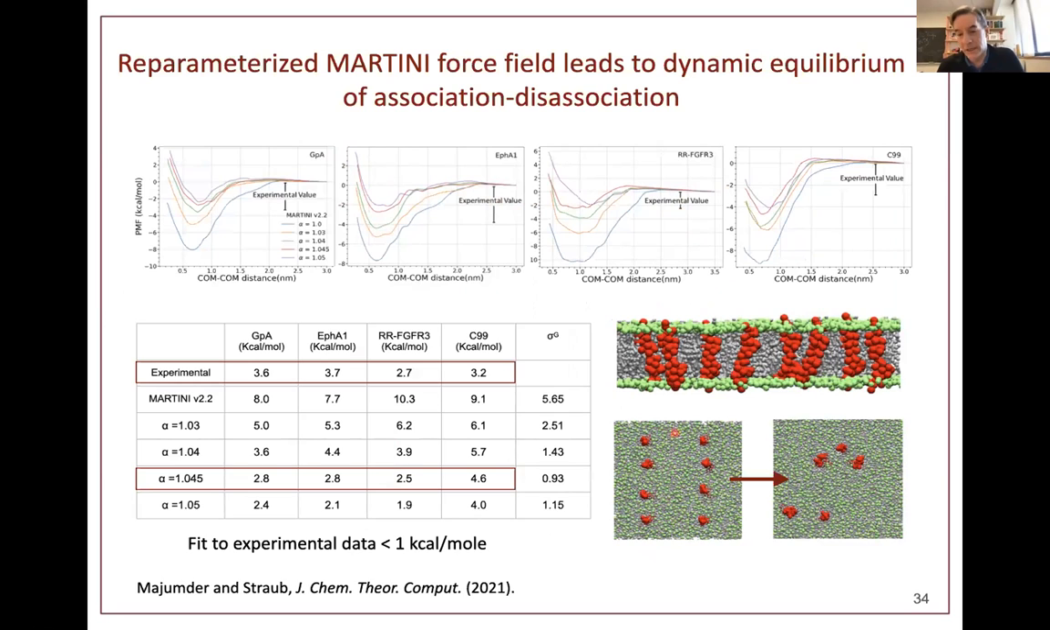And then in repeating the simulation with this reparameterized Martini force field, what Ion was able to observe is a dynamic equilibrium of the formation of monomers and dimers that can associate and separate, consistent with the scale of the interactions that are known experimentally.